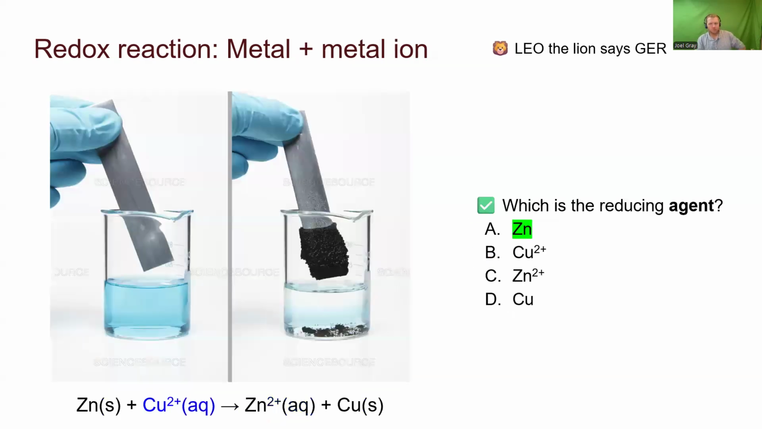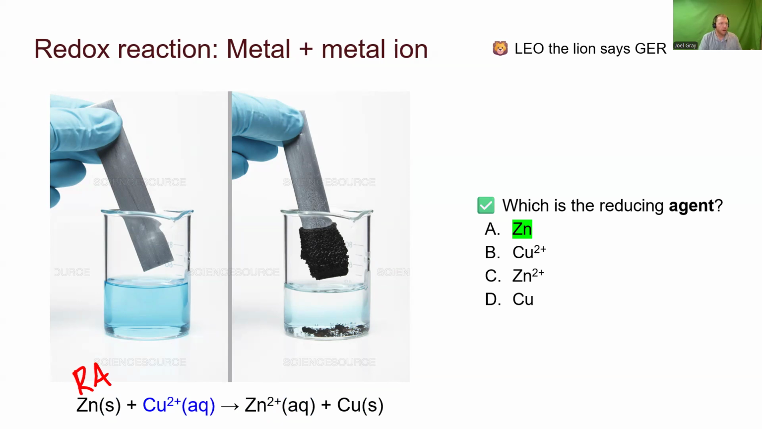Now, the next question, I've already got it highlighted. Which is the reducing agent? Well, zinc, because zinc goes from Zn to Zn2 plus, so it gets oxidized, therefore it is the reducing agent.